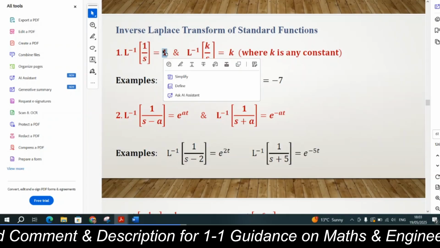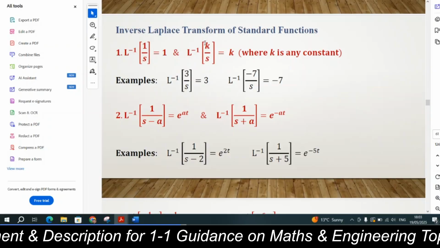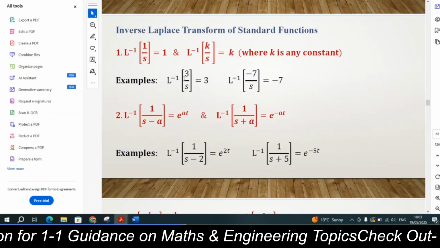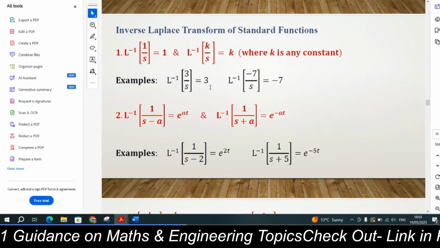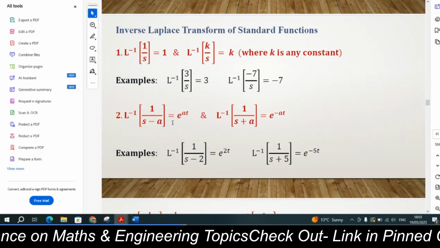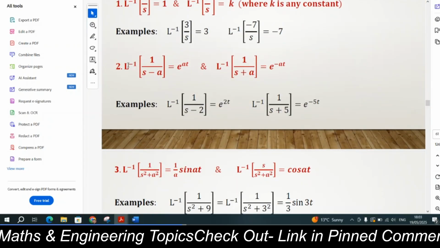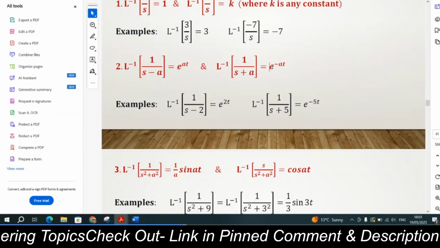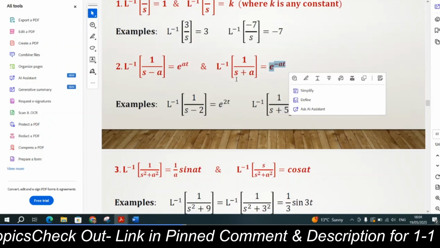Inverse Laplace transform of standard functions. So we know the Laplace transform of 1 is 1 over s. So the inverse Laplace transform of 1 over s becomes 1. Similarly, the inverse Laplace transform of k over s becomes k. So that is just an example given over here. Inverse Laplace of 3 by s is 3. Inverse Laplace of -7 upon s is -7.